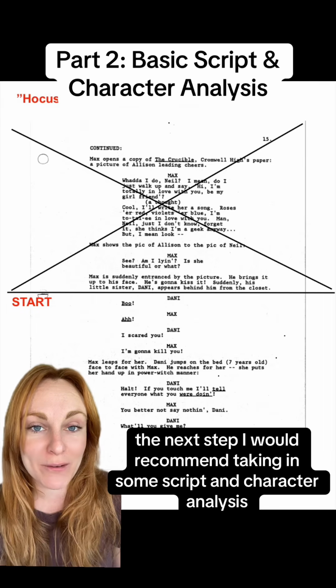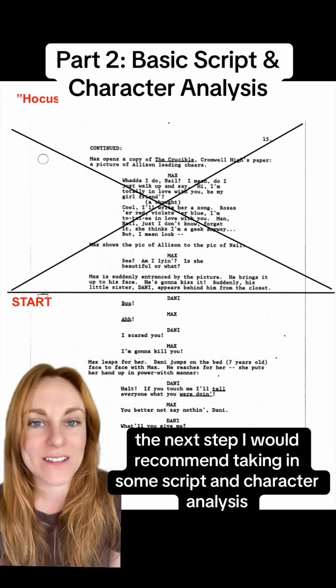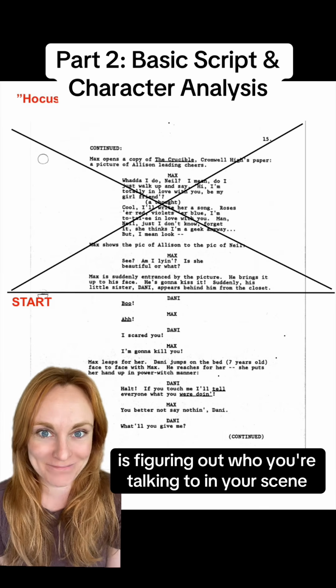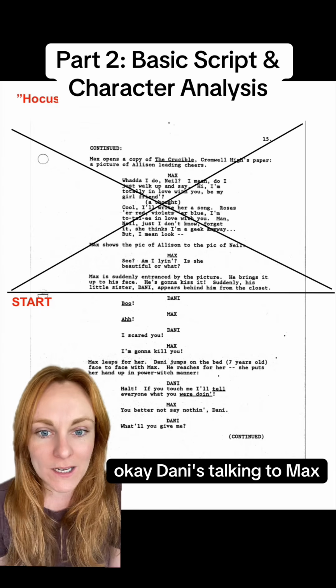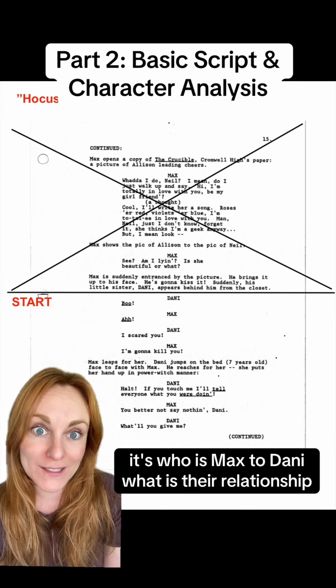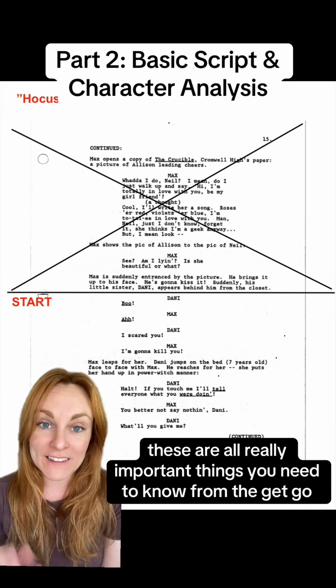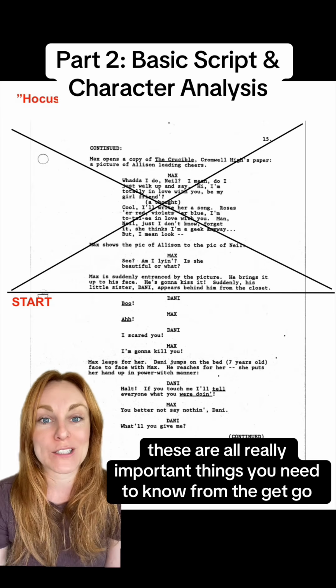The next step I would recommend taking in some script and character analysis is figuring out who you're talking to in your scene. And that's not just their name. Okay, Danny's talking to Max. It's who is Max to Danny? What is their relationship and how do they feel about each other? These are all really important things you need to know from the get-go.